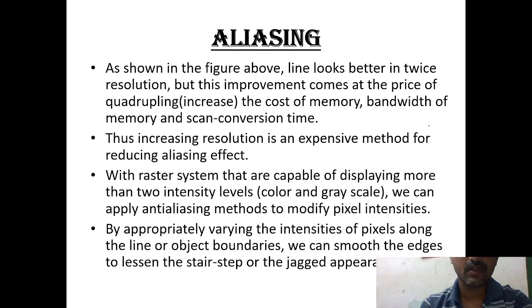As shown in the figure below, lines look better at twice the resolution, but this improvement comes at the price of quadrupling the cost of memory, the bandwidth of memory, and the scan conversion time. So we can get better lines, but it depends upon the cost of high memory, bandwidth, and scan conversion. Thus increasing resolution is an expensive method for reducing the aliasing effect, with raster systems that are capable of displaying more than two intensity levels, that is, color and grayscales.